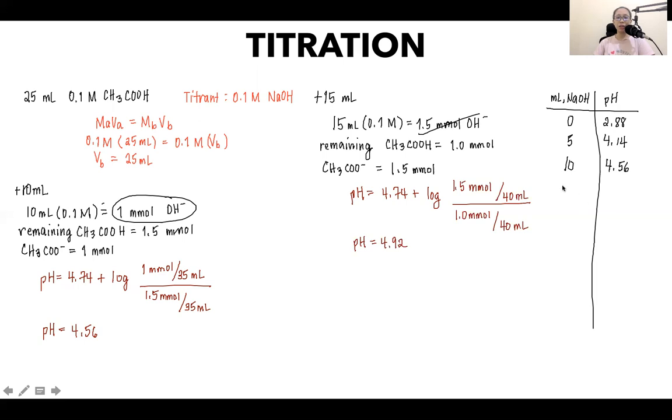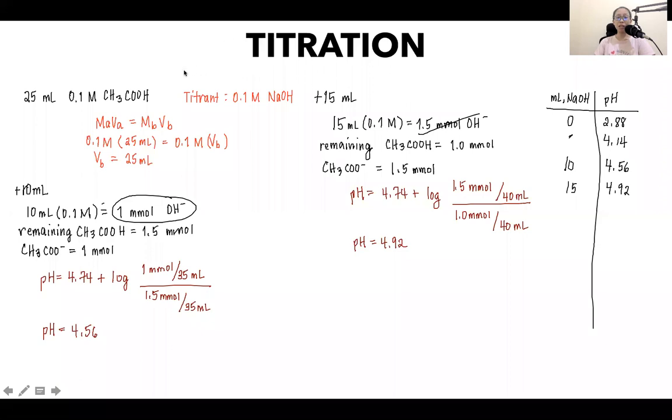So again, notice, our reference is this point, 5 ml to 15 ml. That's a difference of 10 ml of a very strong base. And what's the change in pH? It's still not drastic. 4.14 to 4.92. That's still less than 1 unit. Okay? So again, there's buffering action taking place.